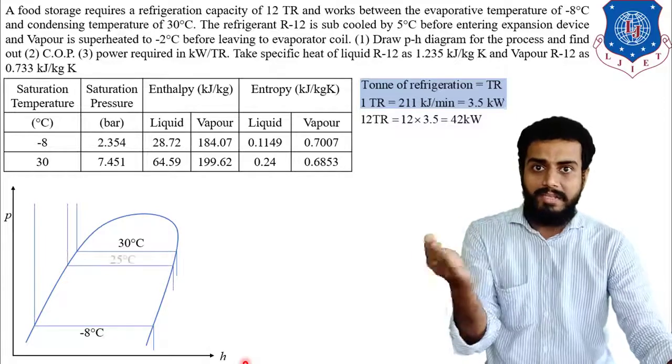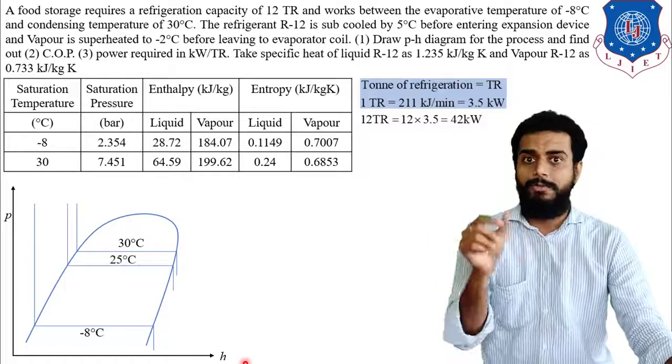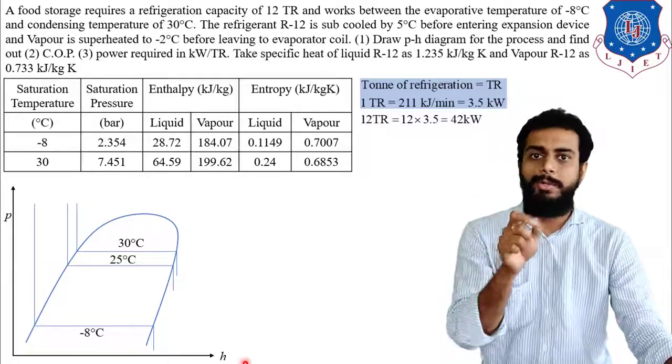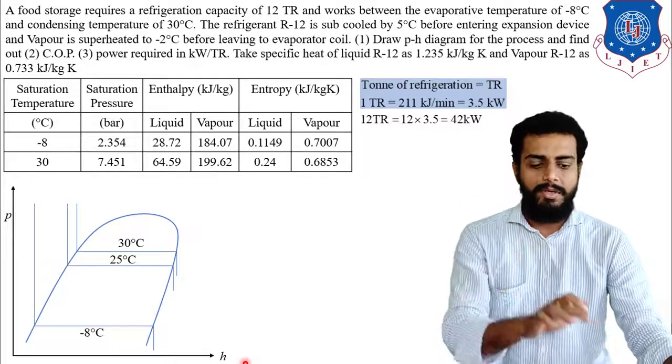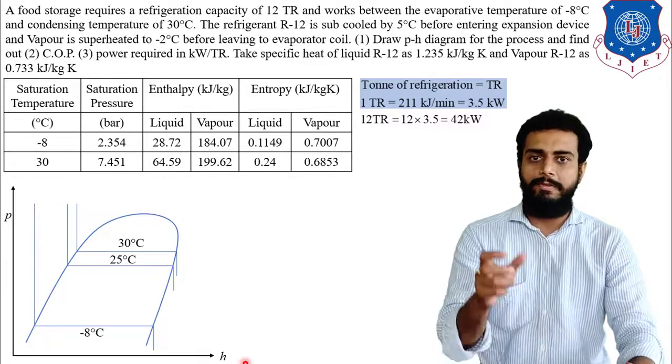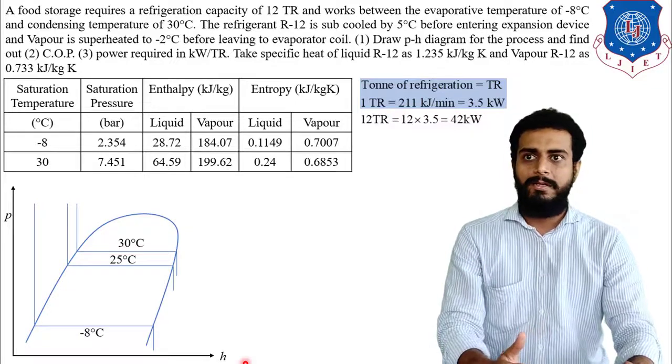So you will have to decrease the temperature by 5. The word "by" is used. So now the subcooling temperature will be what? 25 degrees Celsius, 30 minus 5, right? So let us plot the line of 25 degrees Celsius. I hope everyone can see that on the screen, right?